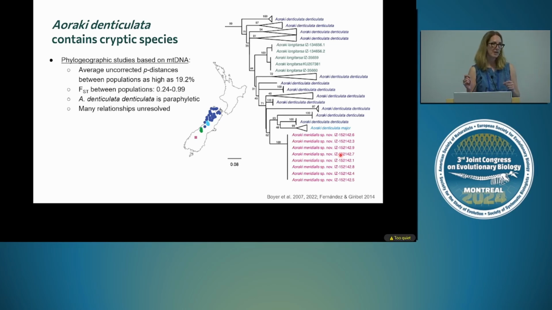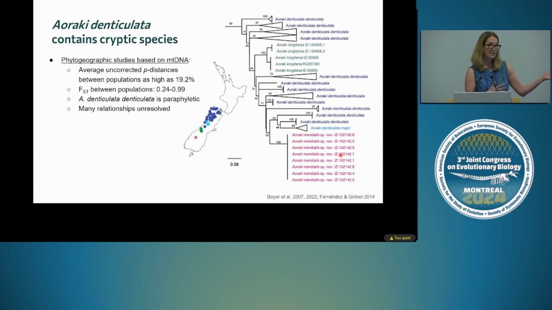The large one is called Arachidenticulata major. It's shown in light blue, and you can see it's a well-supported monophyletic group, whereas the small subspecies is shown in dark blue, and as you can see, it's a mess. So this subspecies, the small subspecies of Arachidenticulata, harbors a huge amount of genetic diversity, and you see some stats about that in the text on the left.